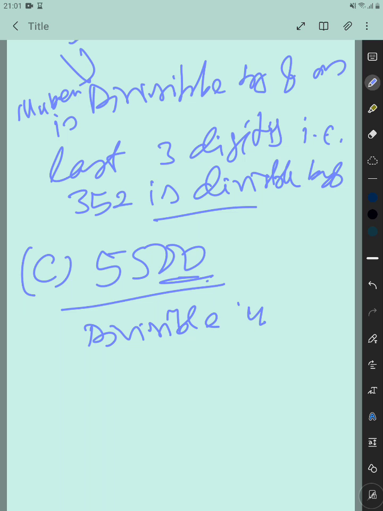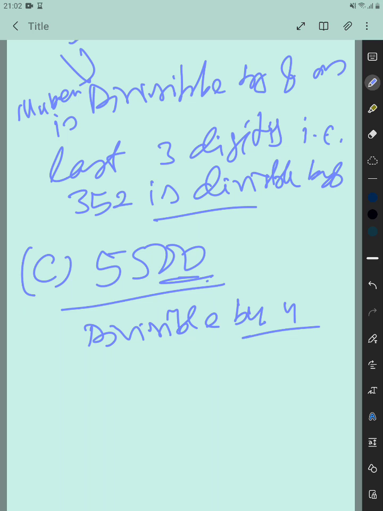Okay, divisible by 4. So you need to write the complete explanation that the number is divisible by 4 as last two digits 00 are divisible by 4. Okay, you need to write like this.